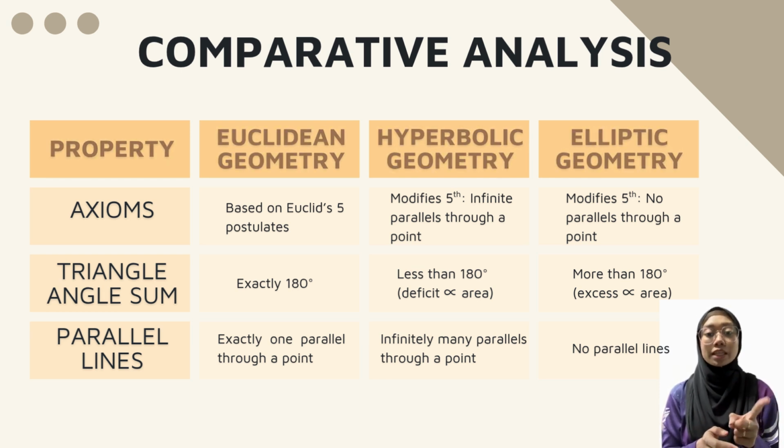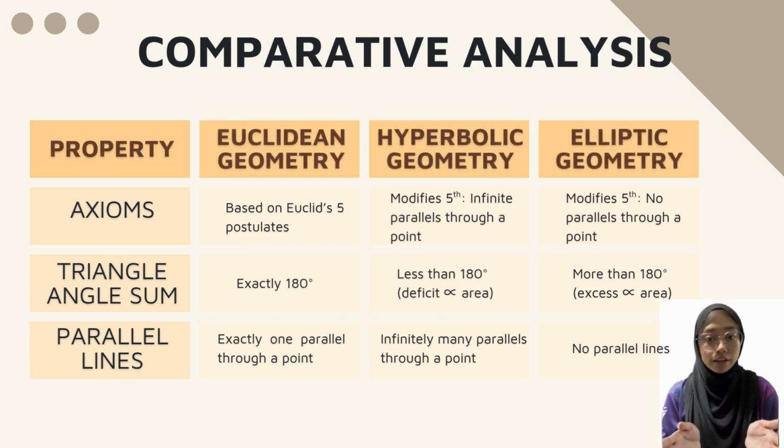The first property is axiom. Euclidean geometry is based on five postulates by Euclid, and the fifth postulate, or the parallel postulate, defines how parallel lines behave. In hyperbolic geometry, this postulate is modified to allow many parallels through a point, while in elliptic geometry, no parallel can exist. The second property is triangle angle sum. In Euclidean geometry, the interior angles of a triangle always sum to 180 degrees.